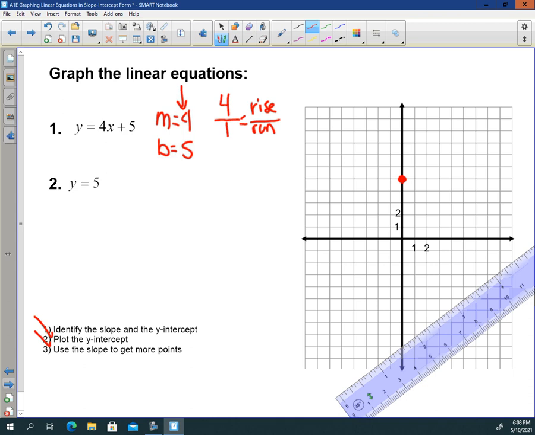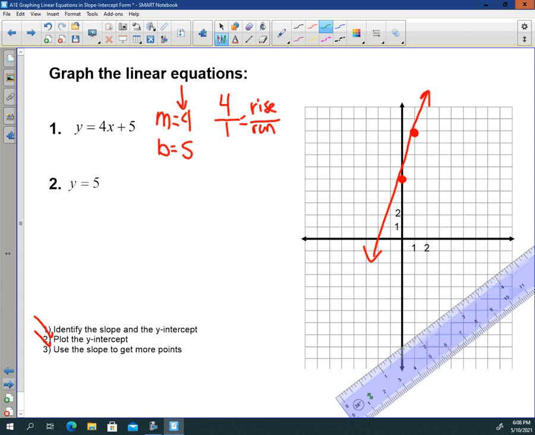So we're going to go up 4 and to the right 1. 1, 2, 3, 4, and to the right 1. There it is. And then we can draw our line, and I would use that ruler, but I don't want to take a bunch of time. And there we go. There is that line. It's terrible looking, but you get the idea.